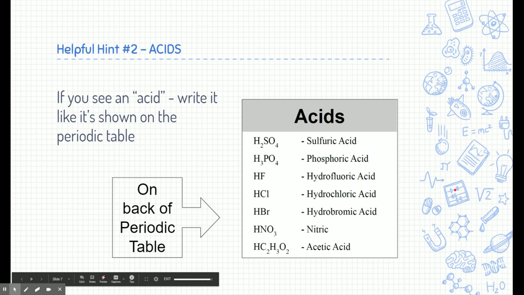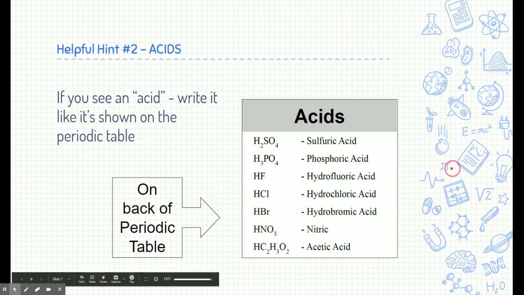All right, the second helpful hint when we write chemical reaction equations is acids. Now, we didn't get a chance to talk about acids this semester, but later on, if you were to take AP Chemistry or Chemistry 2, we'll learn a little bit more about acids. For this, it's really easy. Just check on the back of your periodic table. There's a list of acids back there. So if you ever see acids in a chemical reaction equation, just write what you see on the back of the periodic table.